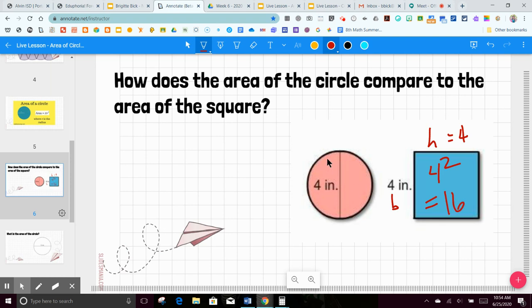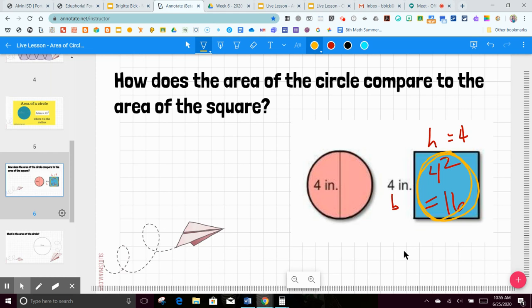Now think about it. If I have this circle and it also has a diameter of 4, I could technically take this circle and put it in here. If I did that, would it fill up the same amount of space? Sorry, that was a terrible circle, but you kind of get the point. Would it fill up the same amount of space? No, it would not, because you wouldn't have any of these corner pieces.